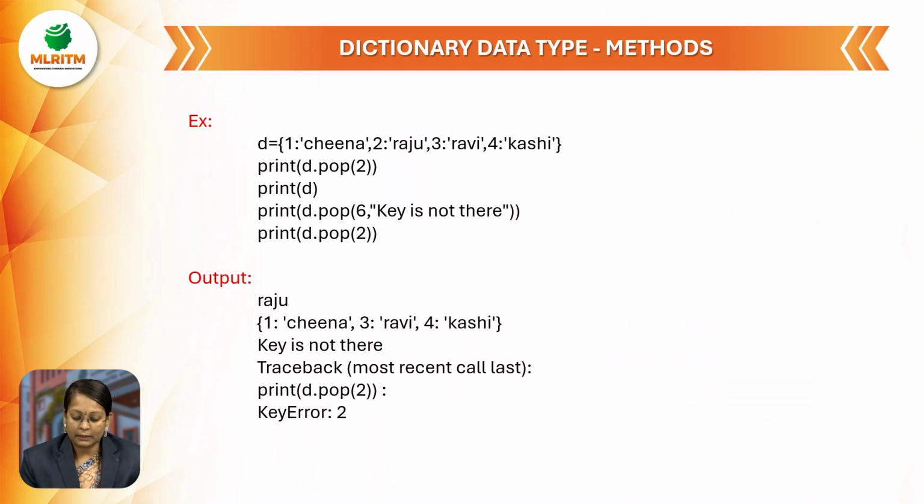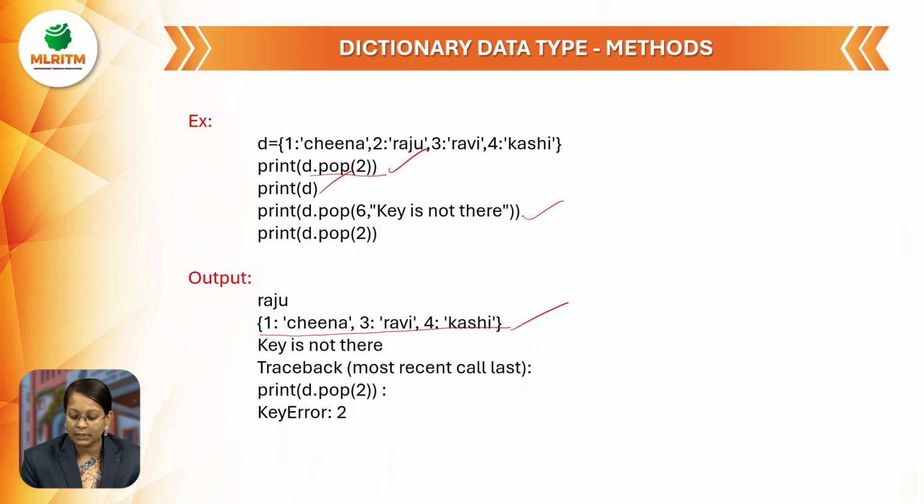Example: here D is a dictionary where 1, 2, 3, 4 are the keys, and Sheena, Raju, Ravi and Kash are the corresponding values. Now I am trying to pop the key 2. Then this item is deleted from the dictionary D. After this popping, I want to print the dictionary. So here in the output, the item with key 2 is not there.